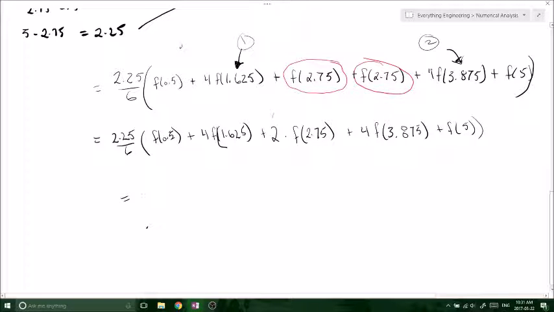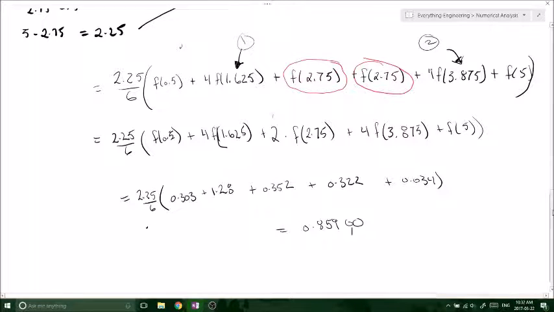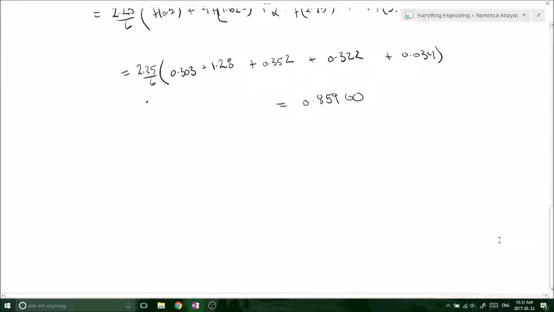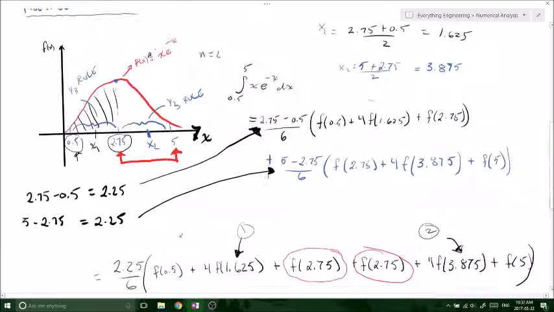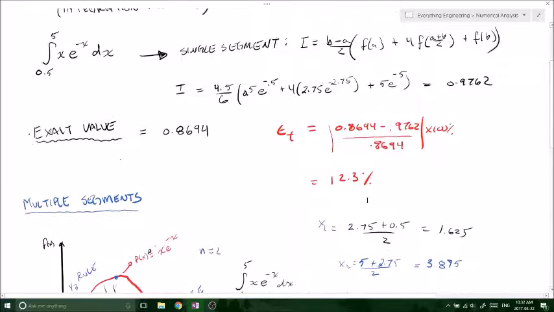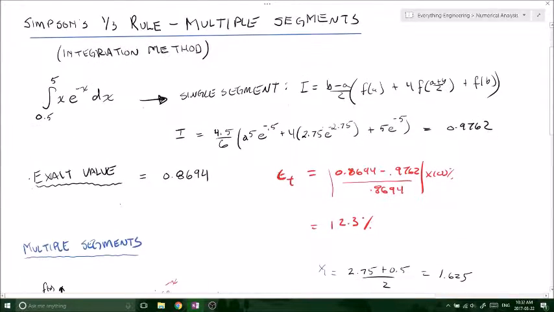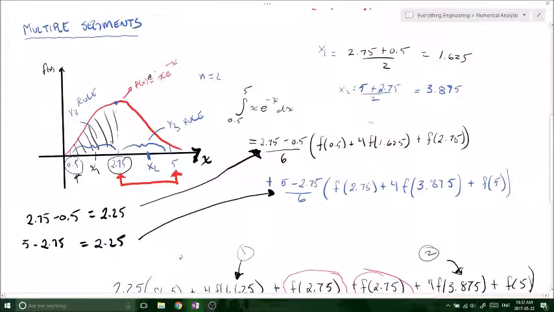So then this actually gives us 0.85900, which is definitely a better estimate. It's closer to our real value, and then this gives us an error of 1.2%. So just by increasing our segments by 1, we've actually made our error way better, because before, if you remember, our error was 12.3% using a single segment. So that was just basically using one interval and one midpoint from 0.5 to 5, and then we got a huge error.